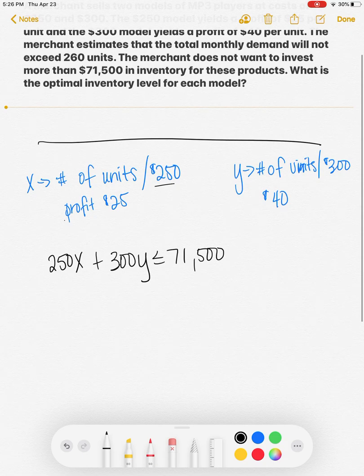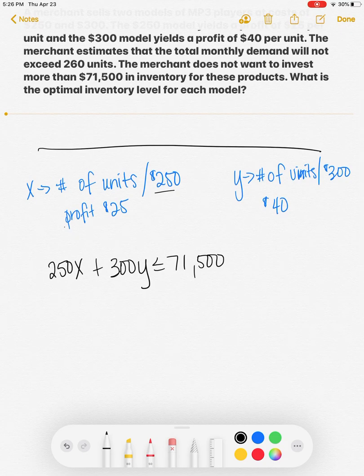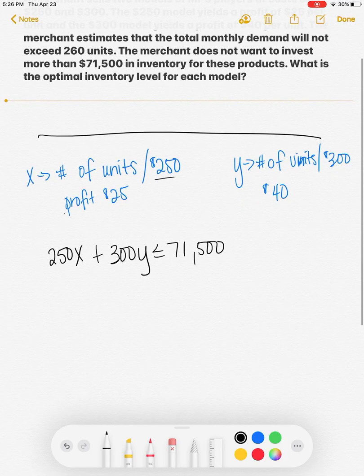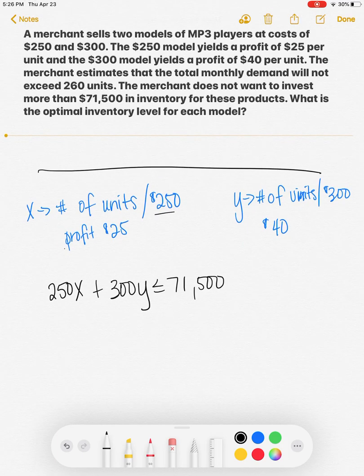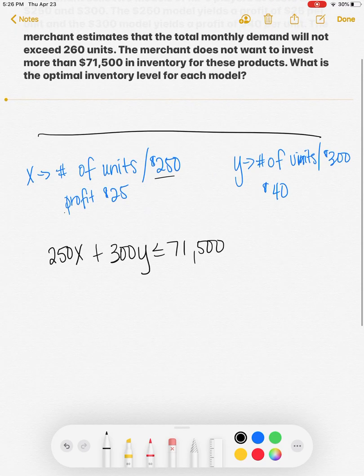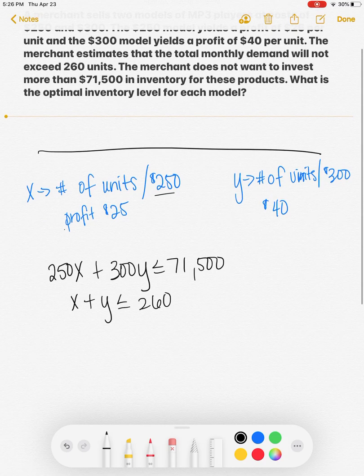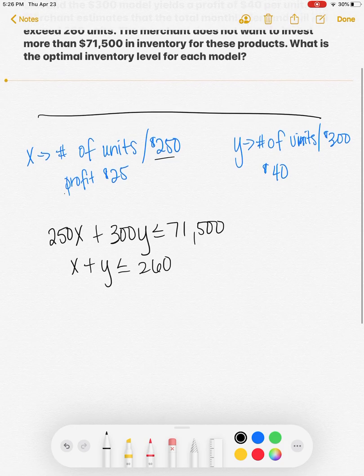All right, then I also know what the profit is. Profit is what I'm trying to maximize. I also know the demand will be 260. So I don't want to produce more than that, because if I do, then I just have excess lying around. So the number of units x plus the number of units y needs to be less than or equal to 260. So these are my constraints. This is what I want to maximize: how much my profit will be.